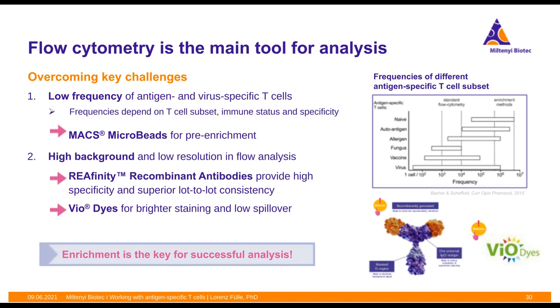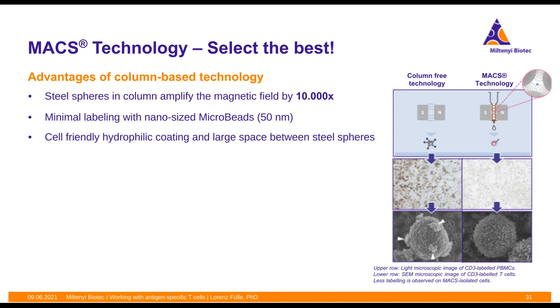When working with rare cells, we provide the REAffinity recombinant antibodies, which really have a very high specificity and also superior lot-to-lot consistency. Coupled with our bright dyes, you can ensure a bright staining and also a low spillover in your multi-parameter analysis. But we'll take a closer look at the antibodies later on. Rare T cells.